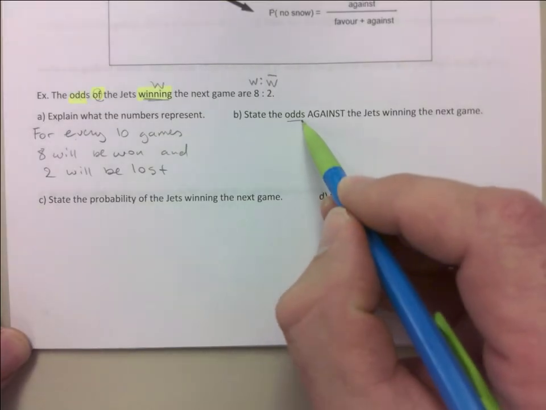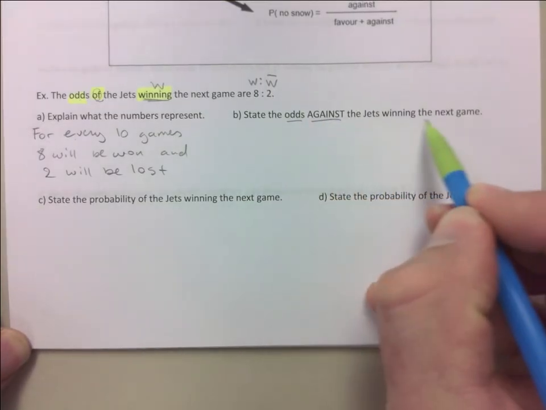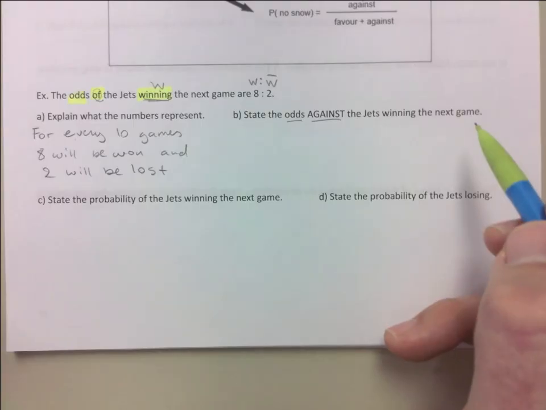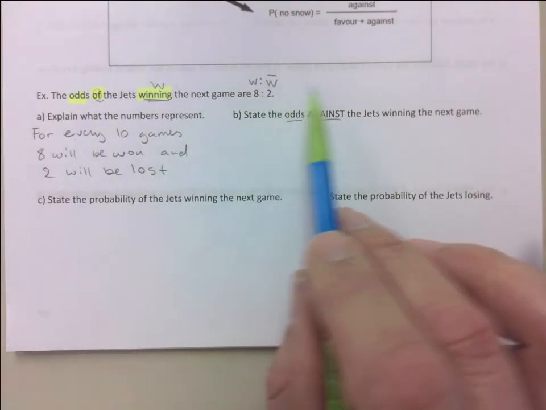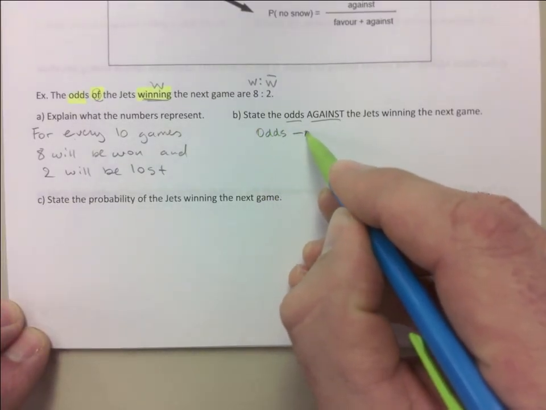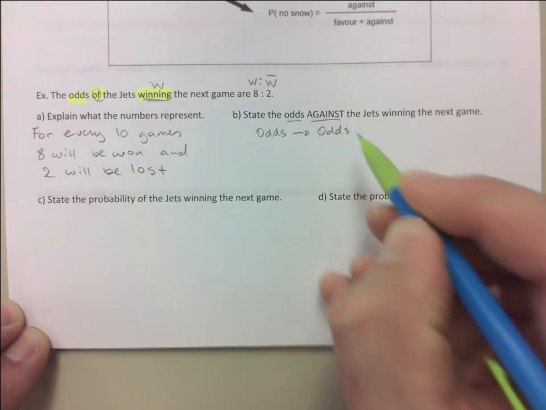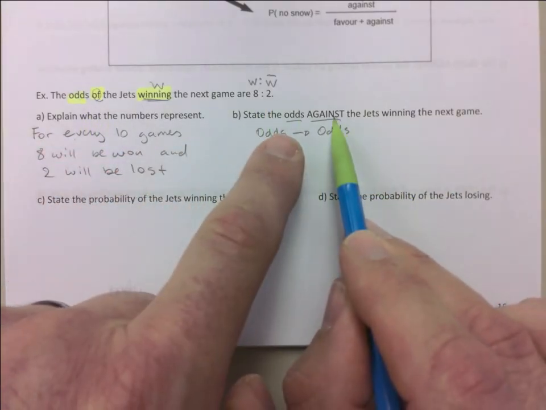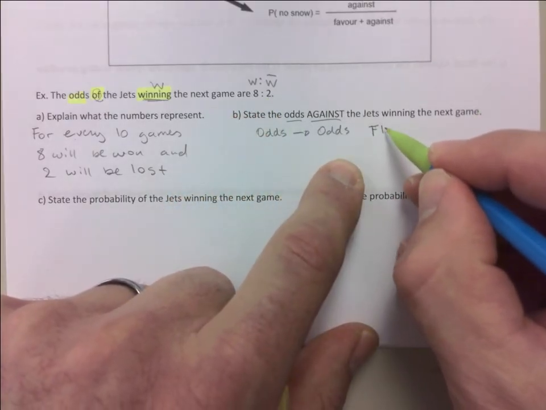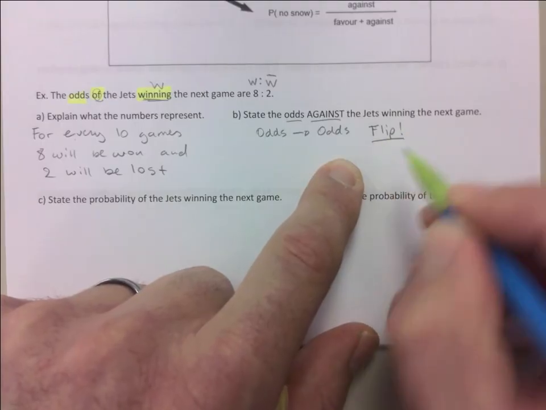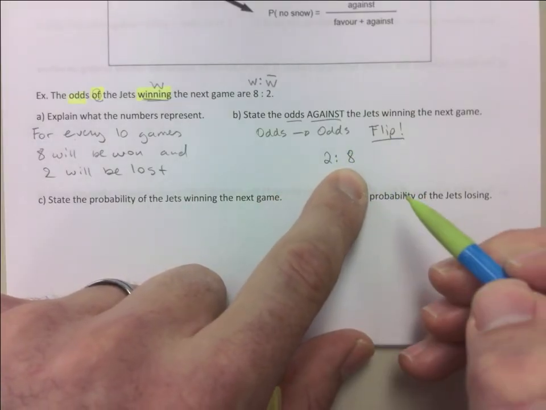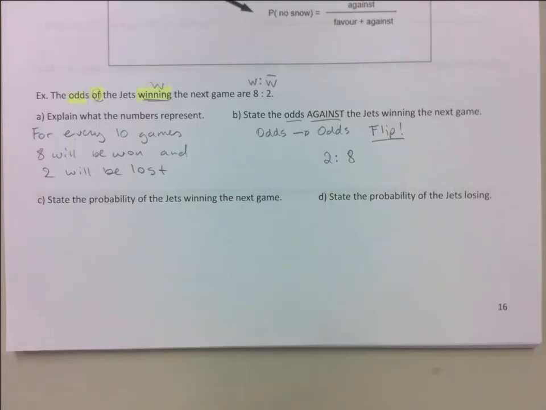State the odds against the Jets winning the next game. What would you do? Are we going from odds to odds? We're going from odds to odds. One is in favor, and we want to state this one against, so just flip. So we're just going to put the 2 in front and the 8 after it like that. That's it. You're done.